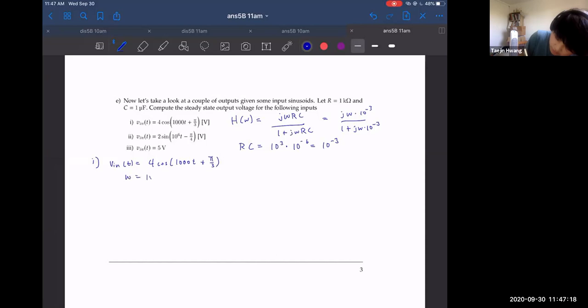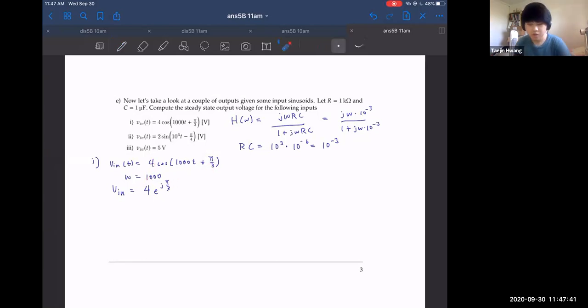So we can identify the frequency of 1000. The first thing to do is to convert this into a phasor. 4 cosine of 1000t plus pi over 3 can be represented as the phasor 4e to the j pi over 3. All I did here was take the 4 and the pi over 3. And then we can plug in our transfer function at the value 1000.